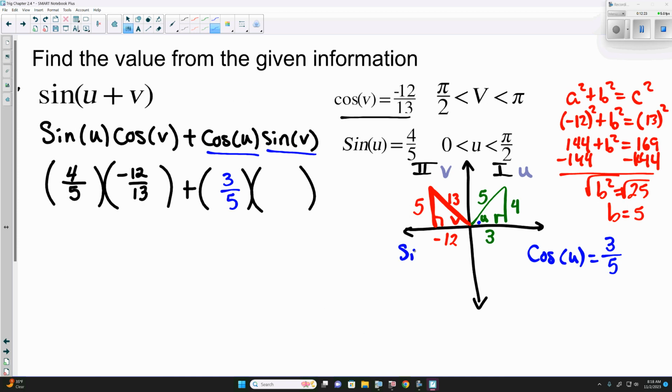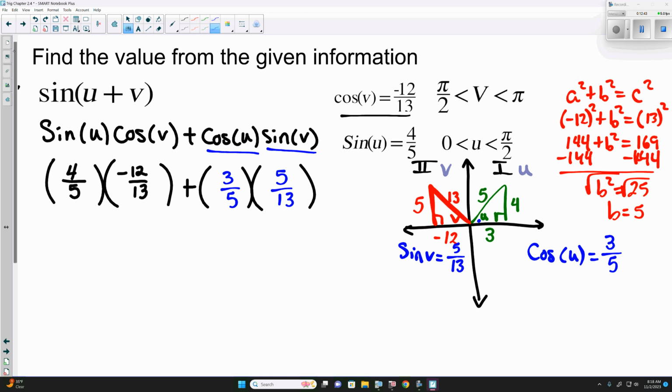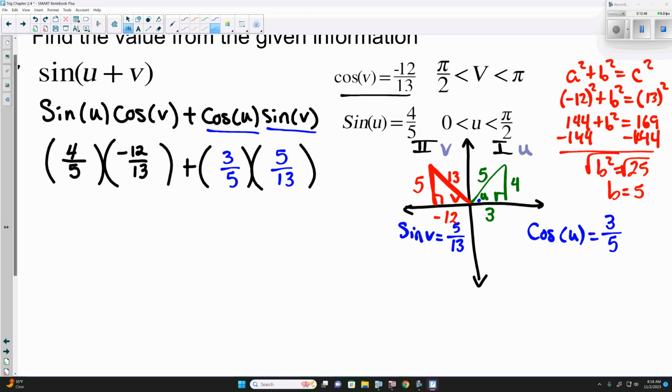We're also missing sine of v, which is opposite over the hypotenuse. Well, the hypotenuse is 13. However, the opposite side, which we didn't know but now do, is 5. Question how we found this here.